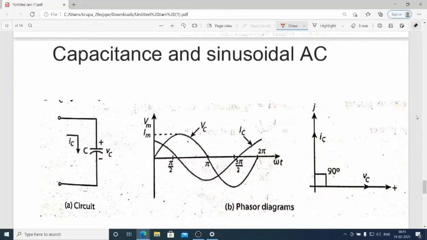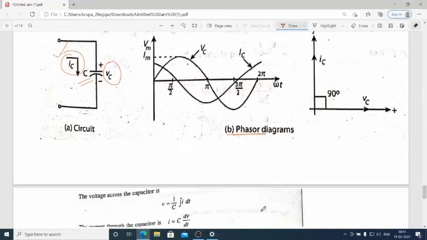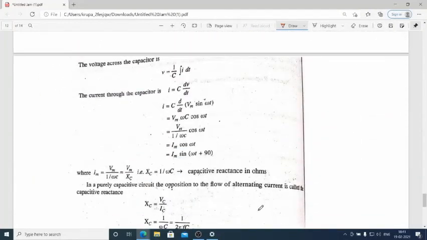Capacitance. We will discuss the nature of the capacitor current and voltage with respect to the sinusoidal AC. Please consider the current direction. This is IC, the current through the capacitor. The voltage drop across the capacitor is VC. The capacitance is C. This phasor diagram we will discuss a little later.